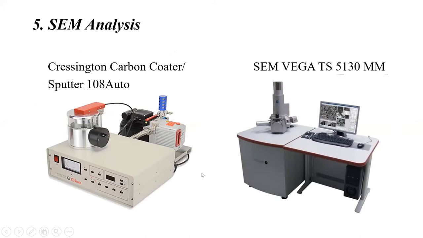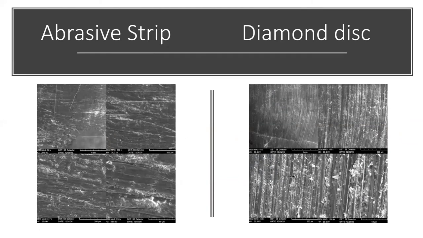Equipment used for plasma sputtering and for the SEM analysis. Then the samples were analyzed by SEM. The first samples, reduced by the abrasive strip, were characterized by non-parallel grooves with enamel ridges. The surface reduced with the diamond disc is more regular, presented by parallel lines with minor grooves and reduced debris of the remaining enamel.